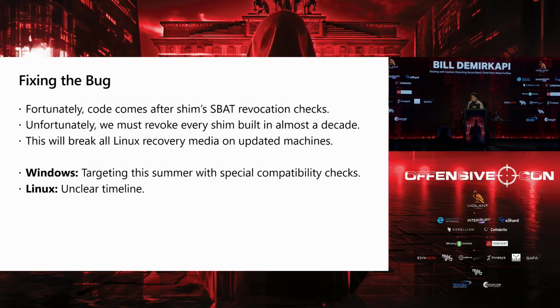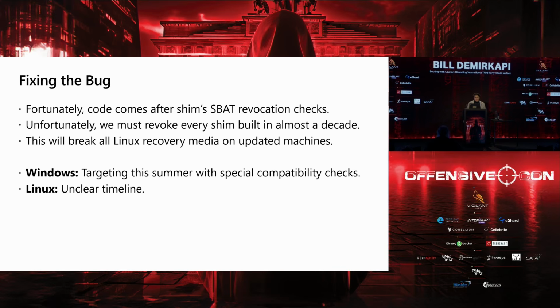So, good news: the code that's vulnerable comes after the SBAT revocation checks. So we can use SBAT to revoke these images. But unfortunately, we'd need to revoke every shim built in a little less than a decade. And the reason that's a problem, besides the obvious, is if I have a USB stick with Linux on it and I don't update it, and I try to plug that into an updated machine, it's not going to work. Again, we keep coming back to the customer experience versus security challenge.